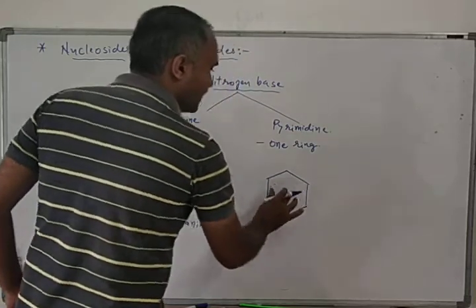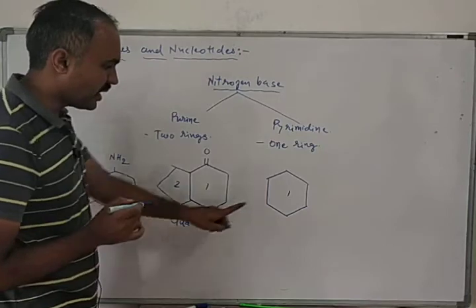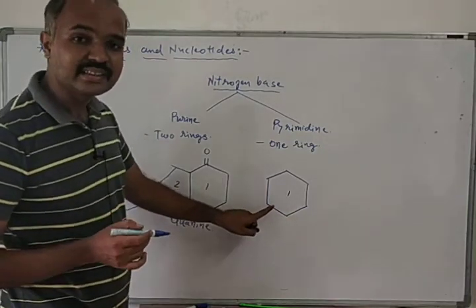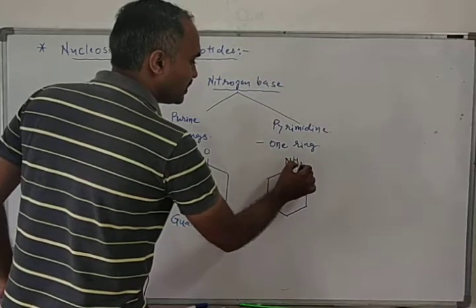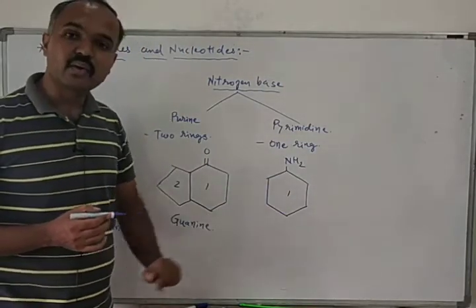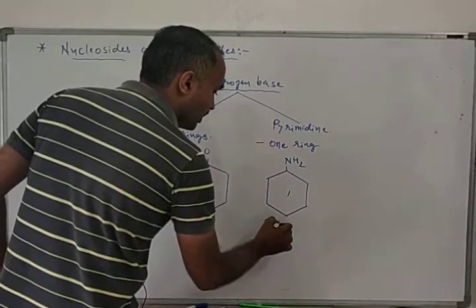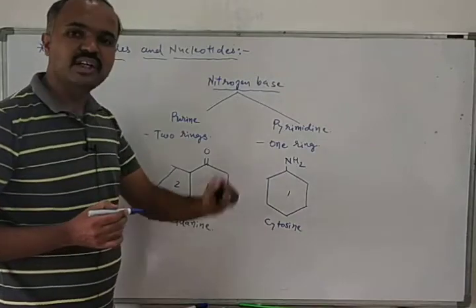Here only one single ring is there. Here one and two rings were there. Here only one heterocyclic ring is there, and on the top of this heterocyclic ring, an amino group is present. Then this nitrogen base is known as cytosine. This is known as the cytosine nitrogen base.